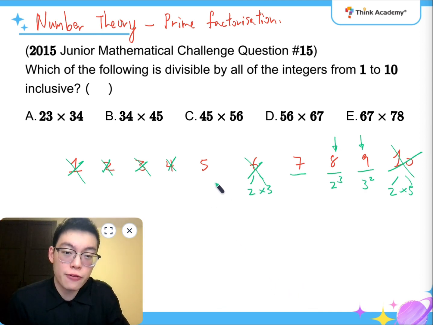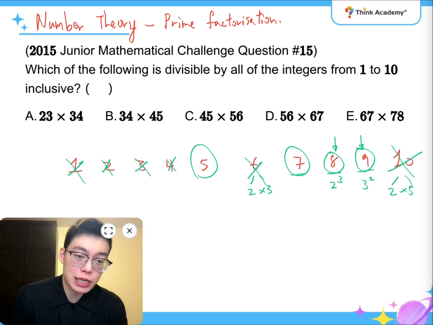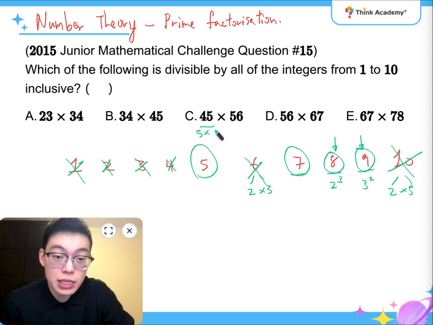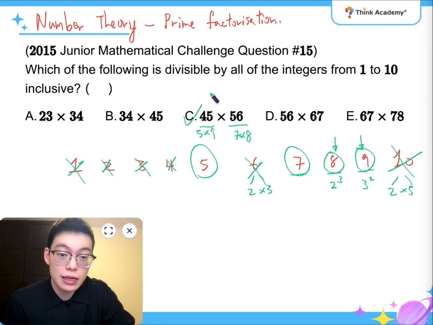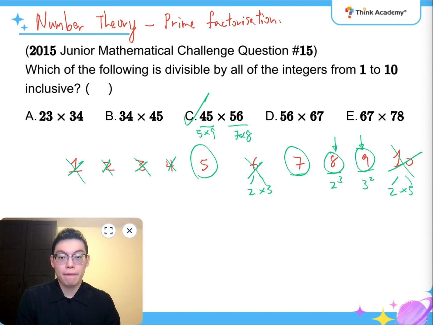Now, we just have 4 numbers left, 5, 7, 8, and 9. We just need to check which multiplication is divisible by all these 4. Well, 45 is 5 times 9, 56 is 7 times 8, so definitely the answer is C. All right? So that's how we can work it out.